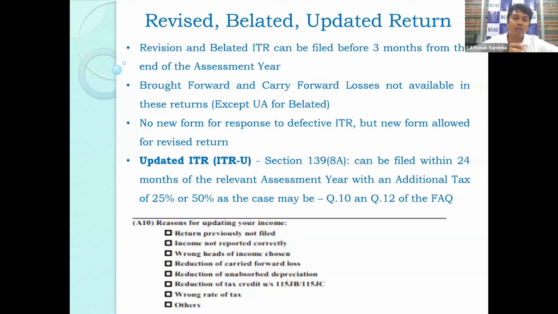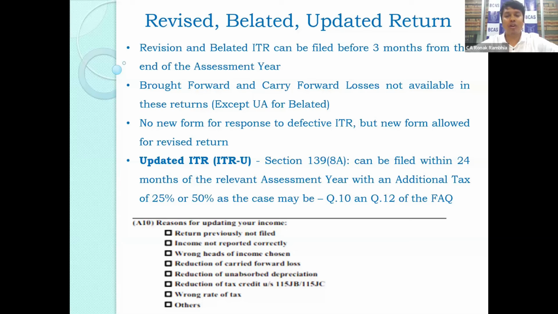So you can file these updated returns if you have not filed an ITR previously, if you have income not reported correctly, if you have chosen wrong heads of income, if you have reduction of carry forward loss, reduction of unabsorbed depreciation, reduction of tax credit under section 115JB or JC, if you have applied a wrong rate of tax, or for any other reason.